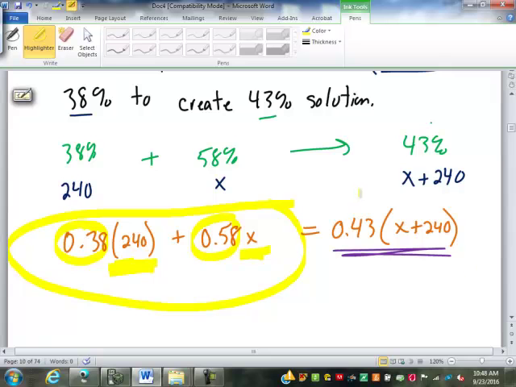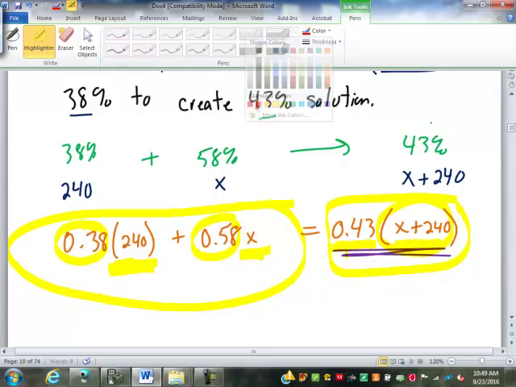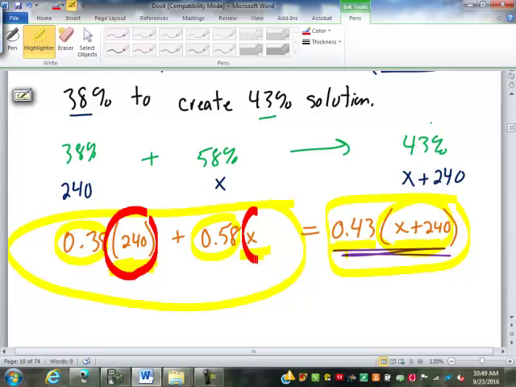Then on the right side, you have the concentration of what you want the desired result to be times the total volume from the other two. So this volume here, x plus 240, is always found by taking these two volumes and adding it together.